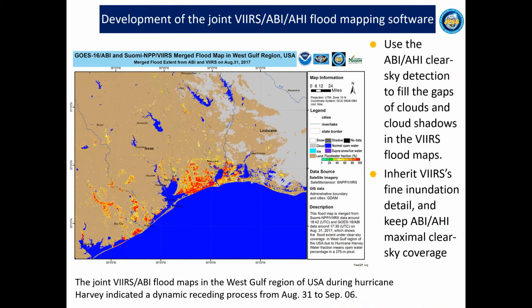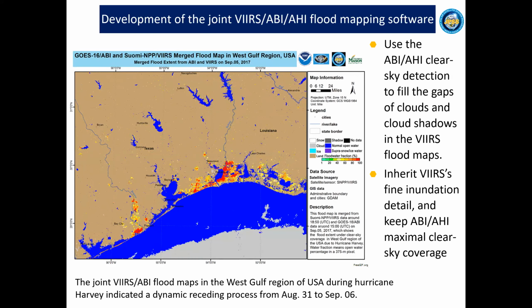The ABI and AHI flood maps can derive the maximum clear sky coverage for flood mapping, but they have very coarse resolution. So the maps do not show much inundation detail, and we want to keep the fine inundation detail from VIIRS flood maps. So we developed the joint VIIRS and ABI flood mapping product. This product is based on the VIIRS flood products, and then uses the ABI and AHI clear sky detection to fill the gaps of clouds and cloud shadows in the VIIRS flood maps.